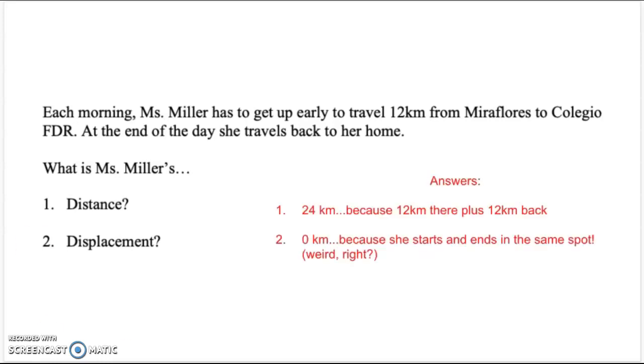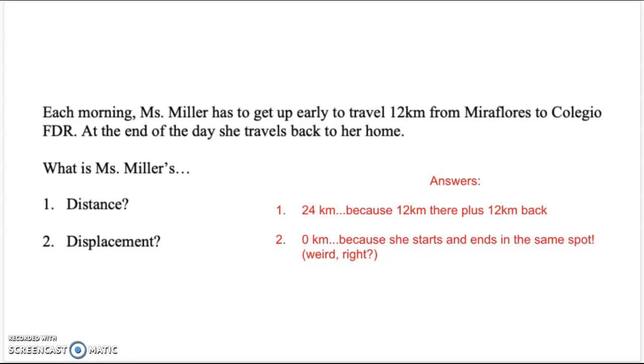To check our answers, number 1 asked for the distance. Remember, distance is the total and how far you've gone. So Ms. Miller would have traveled 12 kilometers from Miraflores to FDR, plus another 12 kilometers at the end of the day from FDR back to Miraflores, making for a total or a distance of 24 kilometers.